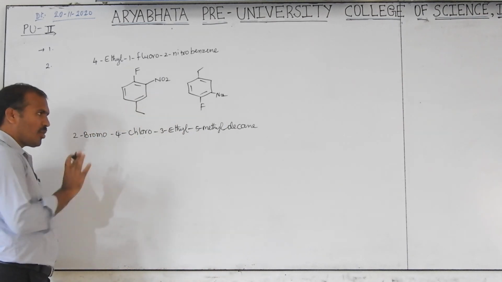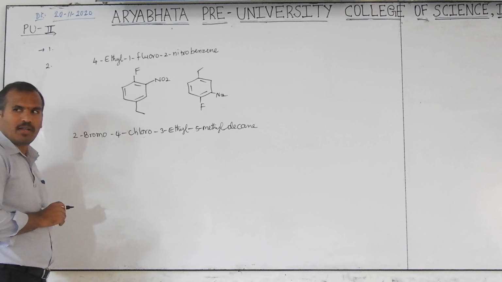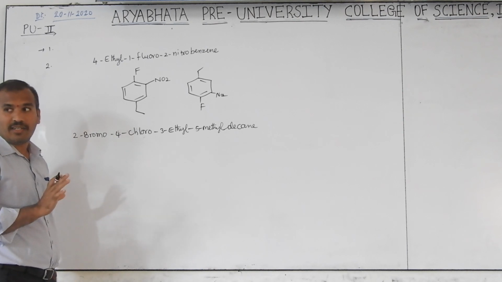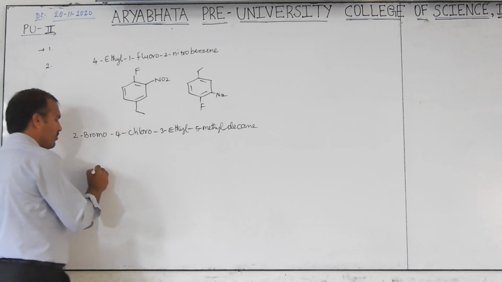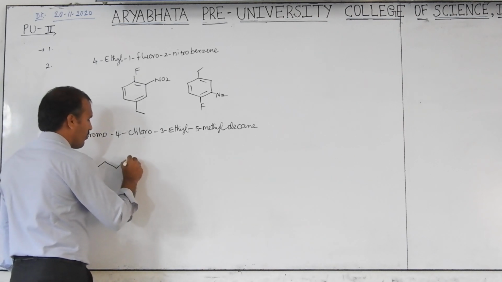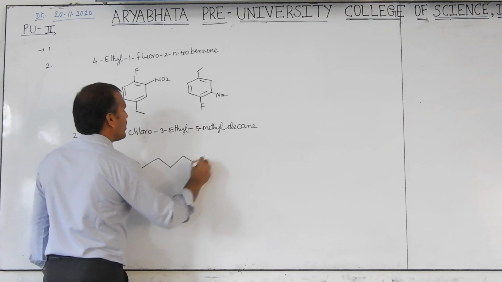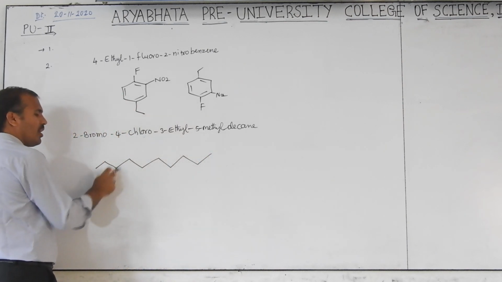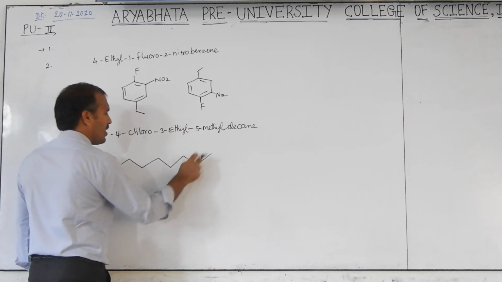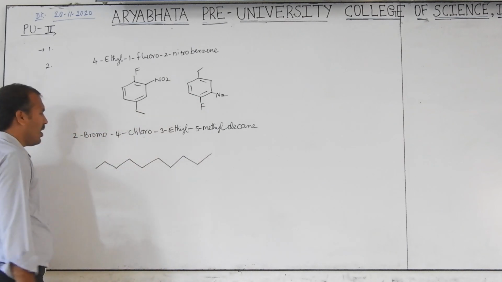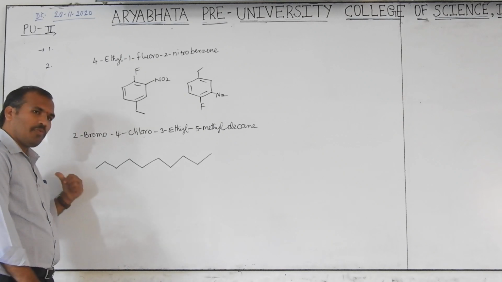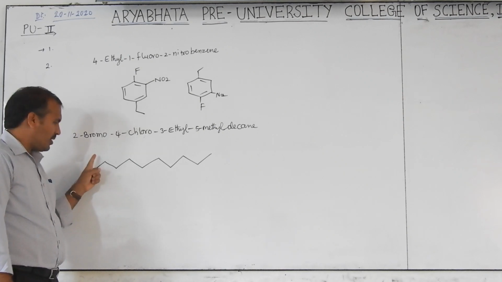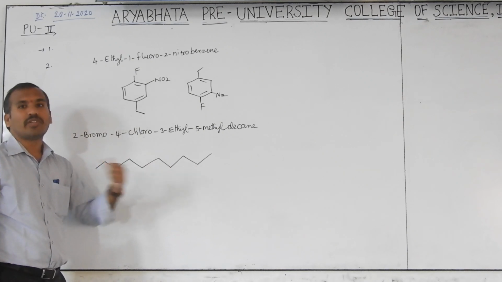Now, which is the root word here? Dec. Not decane. Dec is the root word. Then 1, 2, 3, 4, 5, 6, 7, 8, 9, 10. Is this clear? At which position is bromine there? Now, which direction do you want? Left is here second or here second? That is your choice here.